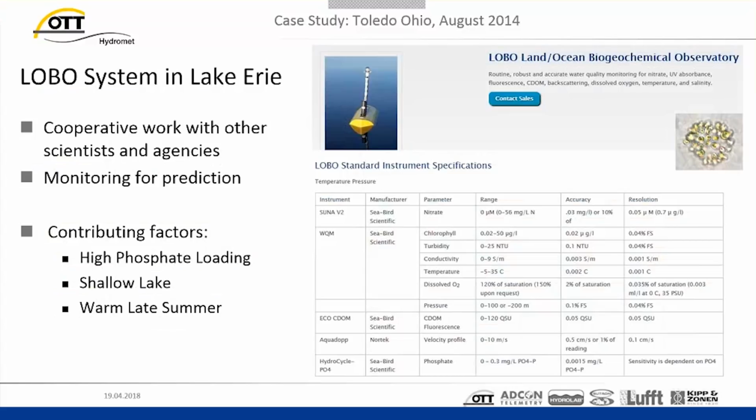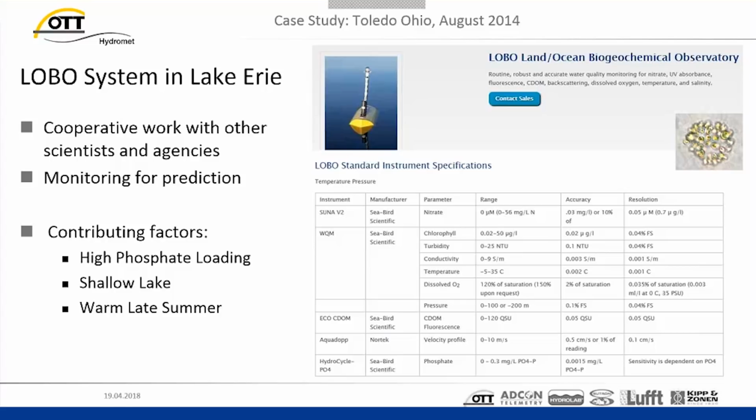But we certainly knew that contributing factors for this particular bloom were high phosphate loading, particularly from agricultural runoff through the Maumee River in northwest Ohio. Lake Erie is a very shallow lake. It's one of the larger lakes of the Great Lakes, and yet it's the smallest in volume because it's essentially a big flat pan. I should practice saying that three times fast. And the blooms happen in the warm lake summers.